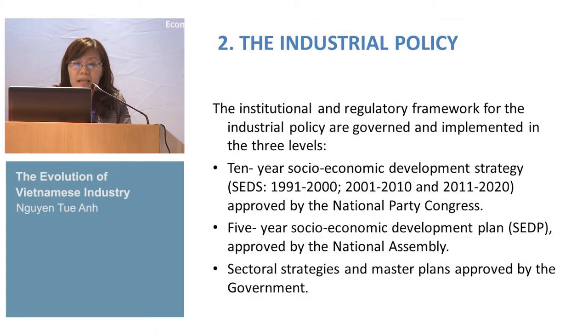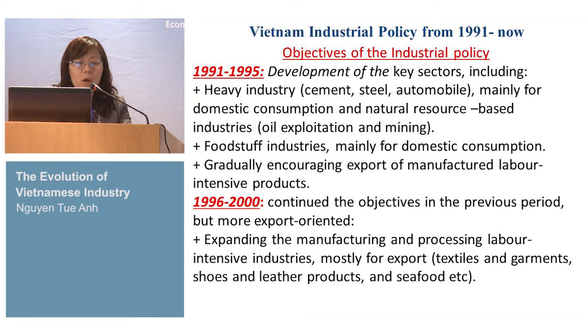So now I would like to present more of the industrial policy in Vietnam. Here, the questions are: what were the objectives of the industrial policy in the past? What key instruments have been implemented to achieve these objectives? And what are the major outcomes, and the major problems or obstacles of our industrial policy in the past? I would like to show the evolution of the industrial policy over time in terms of objectives and key instruments.